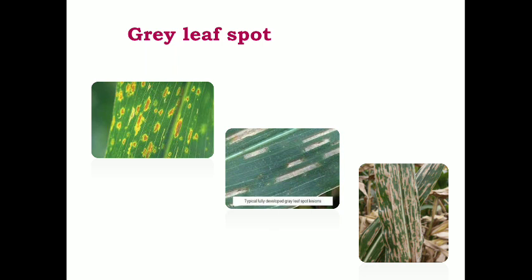In the case of grey leaf spot, the pathogen is Cercospora. Initially the spots are small, brownish, and encircled by a yellow halo, and at later stages the spot turns greyish due to the production of conidia or spores, and in the last or third stage, as shown, it develops rectangular patches or rectangular spots.